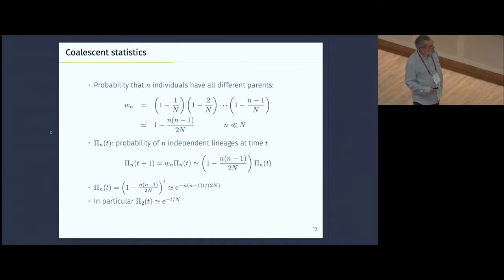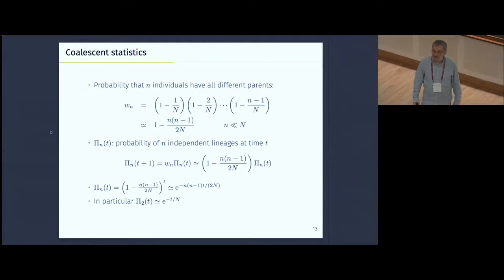So you can put this expression here, and now we can exponentiate, because this quantity is always small. And we have a nice exponential: pi n of t, which of course is equal to 1 when t is equal to 0, because these are different individuals, is equal to e to the minus n times n minus 1 times t divided by 2N.